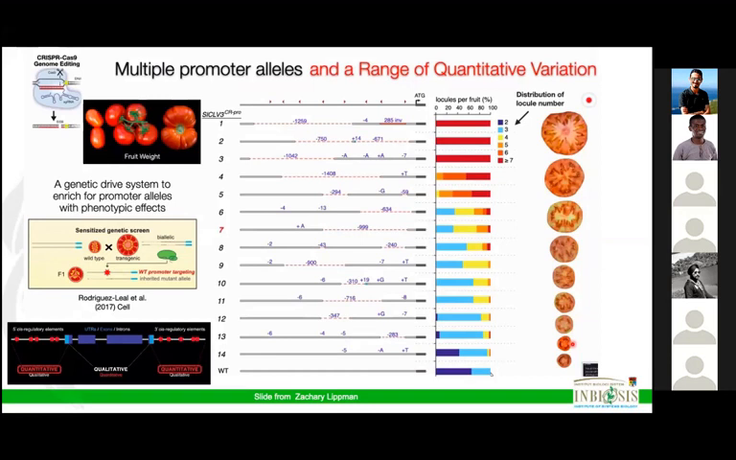For example, there are different kinds of deletions of the promoter region, resulting in different locule numbers and hence different sizes of the fruit. So this is very interesting work by Professor Zachary Lippman at the Cold Spring Harbor Lab in the US.